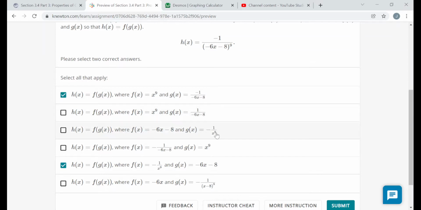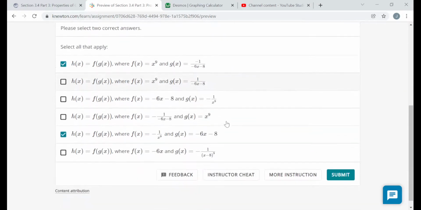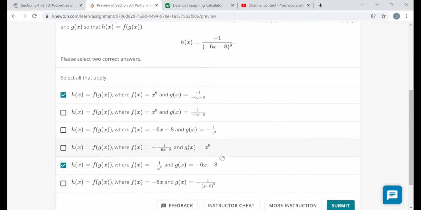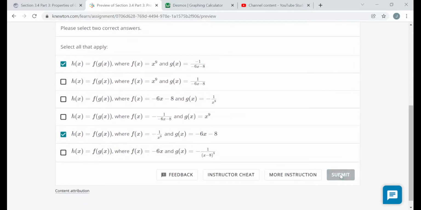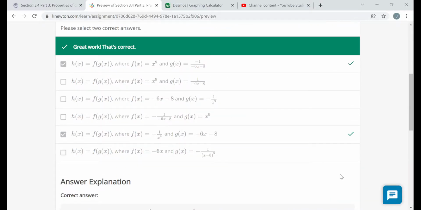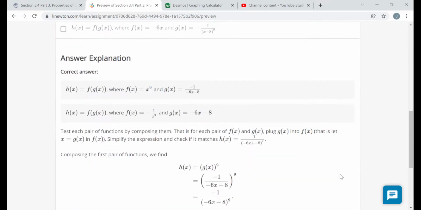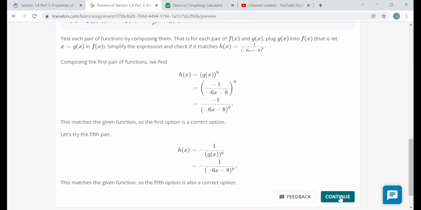Not this one. Not that one. Not that one. And now if this were the other way around, it would work. If they said g composed with f would equal h, but not f composed with g. They want f composed with g. So just the two that I selected. And again, play around with it, write them out, compose them. You should know how to compose by now, and see which ones give you something equivalent to the original function h they gave you.